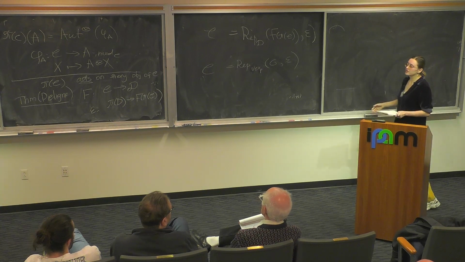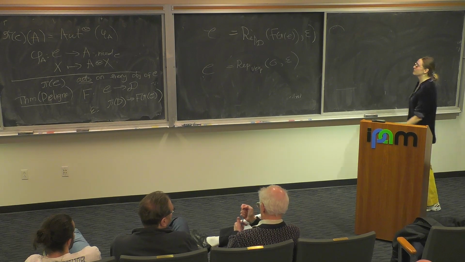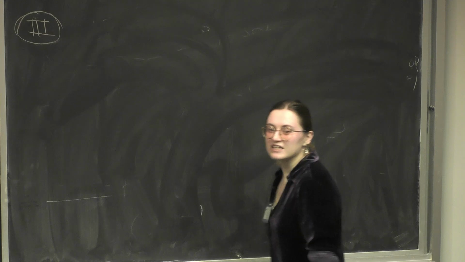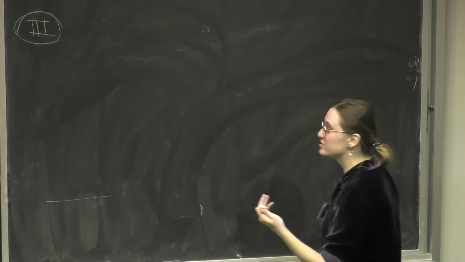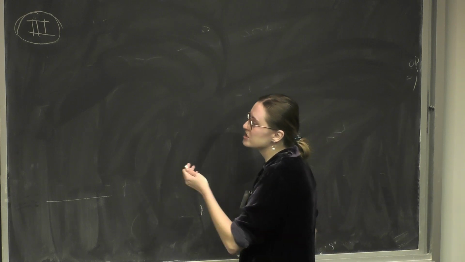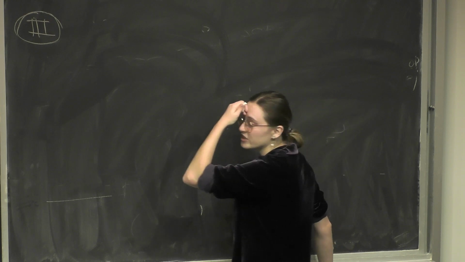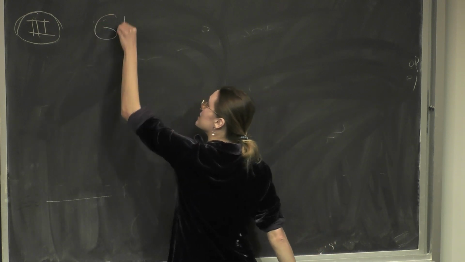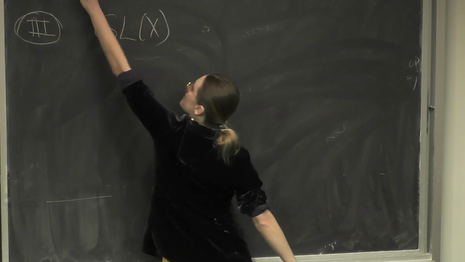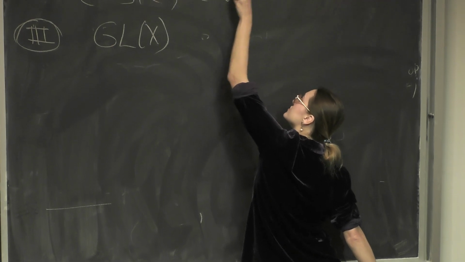So let's try and start just classifying representations of some group schemes in Verlinde P. And let's start with the easiest one, the general linear group. It's actually a group scheme that you can define in any symmetric tensor category and any object X. You can define the group scheme GL of X. So let C be a symmetric tensor category, X an object of C.